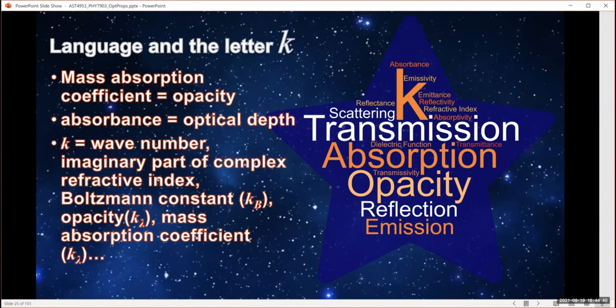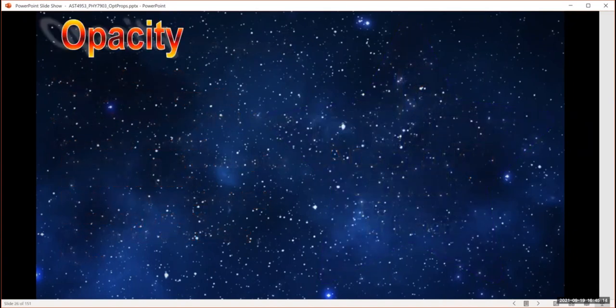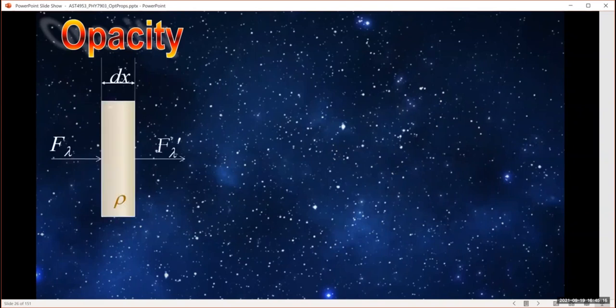We'll talk through the complex refractive index in another video. We also have the Boltzmann constant, which is used in many different thermodynamic situations, and that sometimes has a subscript B, but usually it's just k. Sometimes opacity is called k, sometimes the mass absorption coefficient is called k. It gets very confusing when there are all these different ways that the letter k gets used, and we need to distinguish between them. So I'm just warning you, it will get confusing and different people will use different letters for the same thing. So let's define opacity.